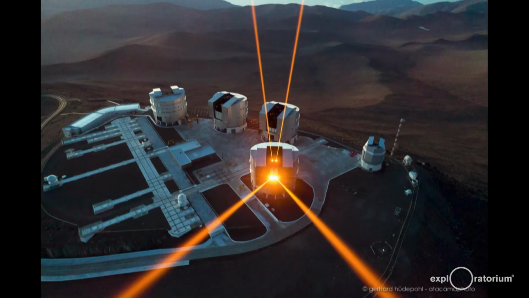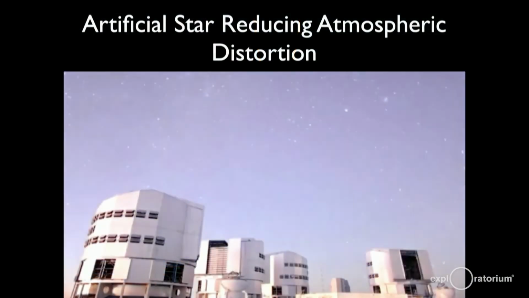These optical systems are called adaptive optics, and you can't do it without the laser from the observatory. Here's another view taken with a drone. You don't want to do this one for real because you don't want to get those lasers in your eye. And this one is at the Paranal Observatory high in the Atacama Desert in Chile. Here's a movie of it actually.